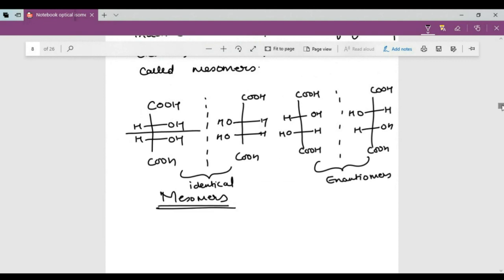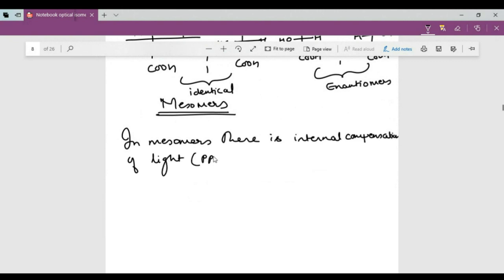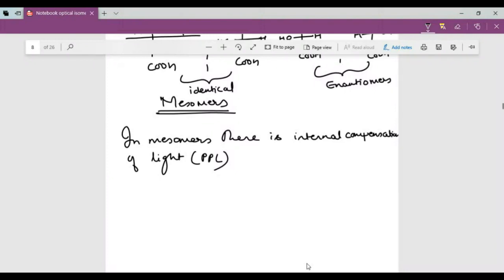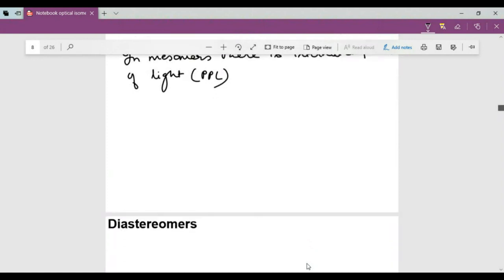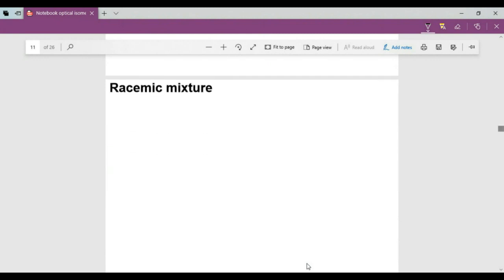Okay. So in mesomers, there is internal compensation of light. Which light? PPL, plane polarized light. It was rotated, but the net result is zero effect. Within a molecule it has been compensated. I hope I'm clear. Now I would like to first go to the word racemic mixture.